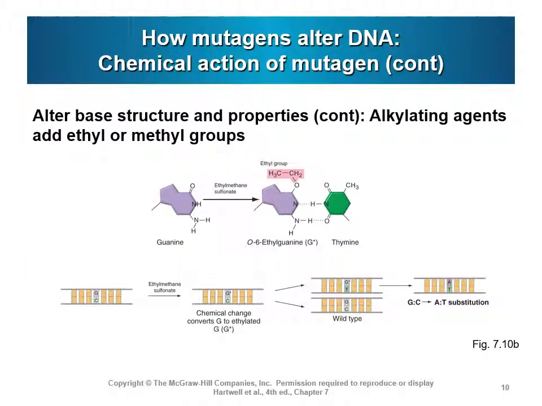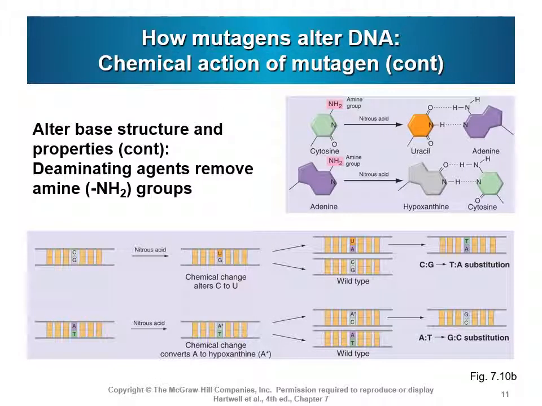Another group of chemicals that can cause mutations is the alkylating agents, for example, ethyl methane sulfonate. This agent causes transformation of guanine to ethyl guanine, and now the ethyl guanine, instead of binding to cytosine complementarily, will create hydrogen bonds with thymine. Again, undergoing the replication process, instead of a guanine-cytosine complementary pair, we will end up having an adenine-thymine complementary pair.